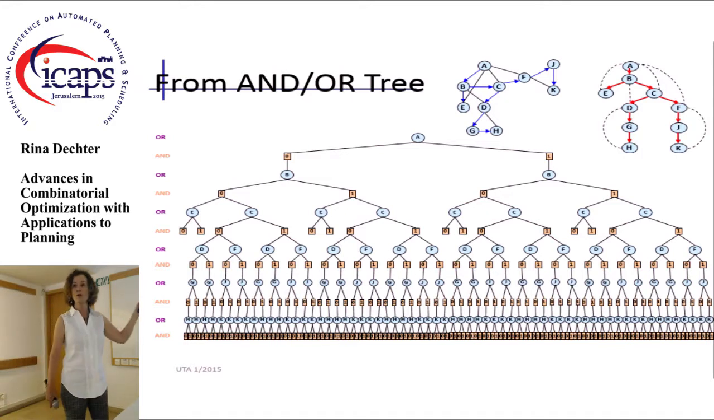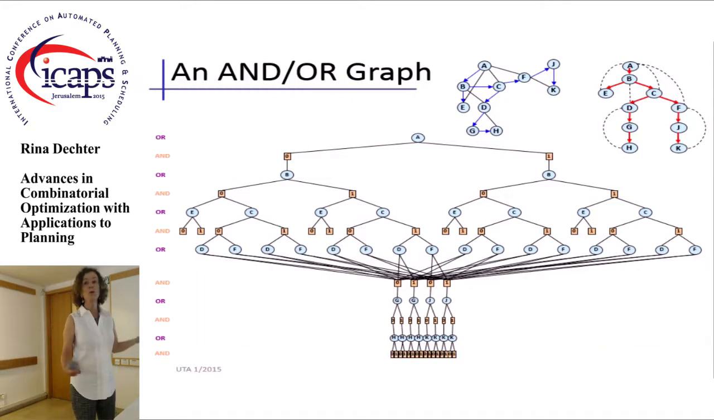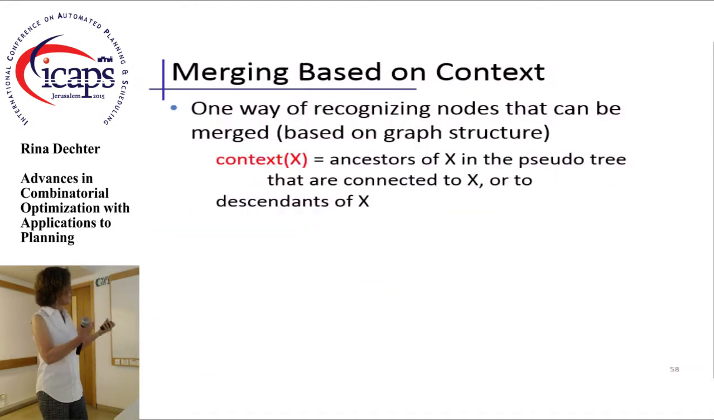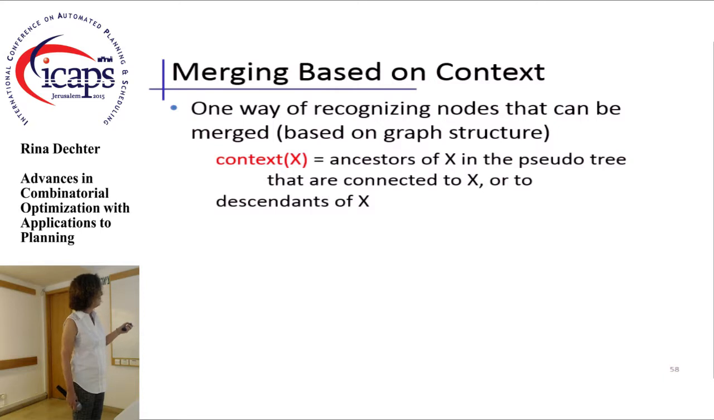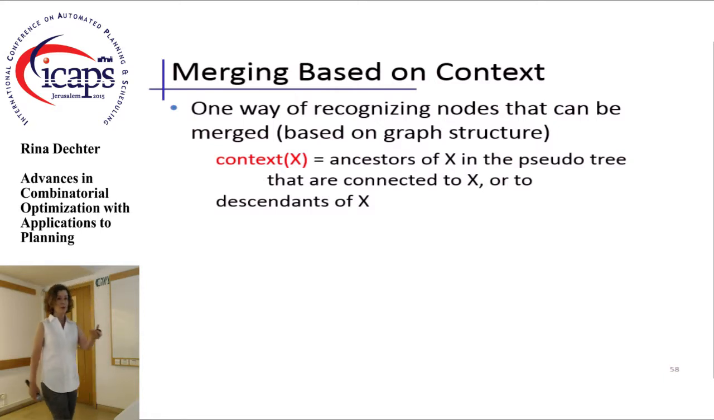And this leads to the notion of context. How do we do it? This is something we can do while searching and by reasoning from the graph. And it's based on the notion of the context that captures what I was just saying. So the context of a variable X is the ancestors of X in the pseudotree that are connected to X or to a descendant of X.